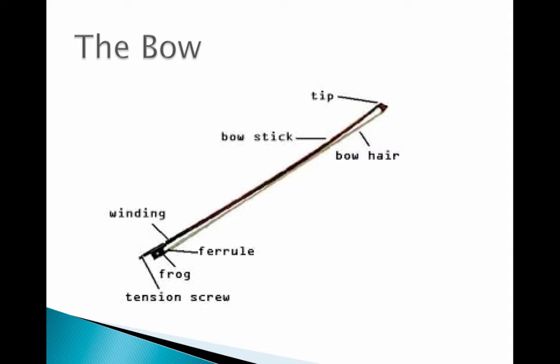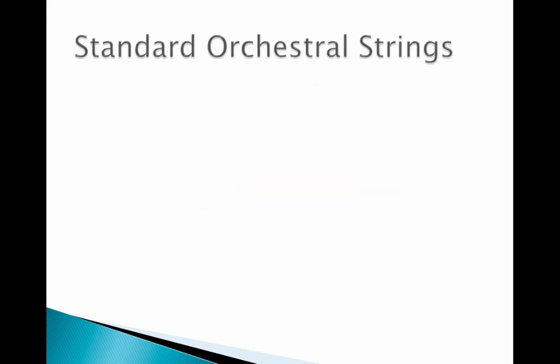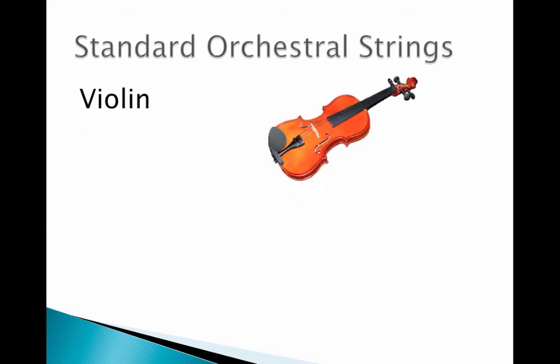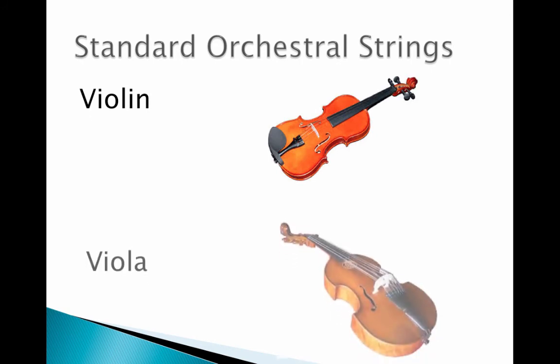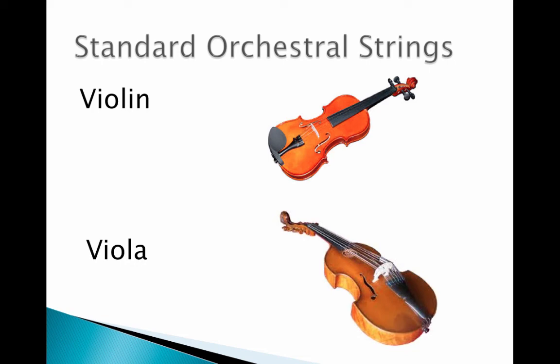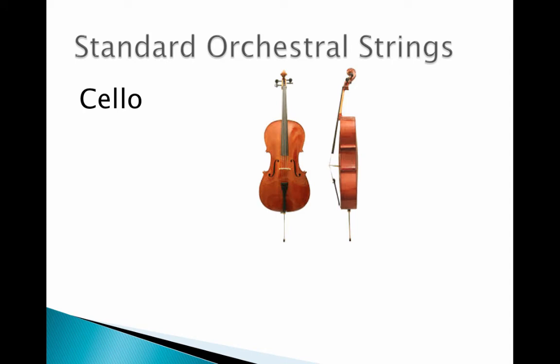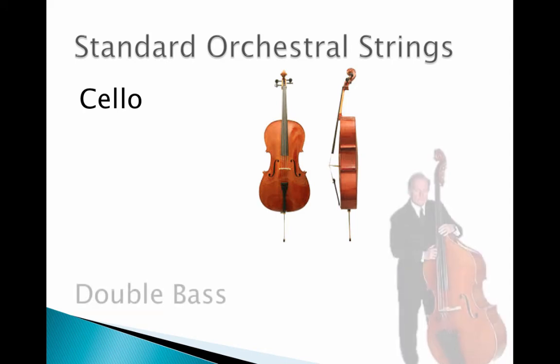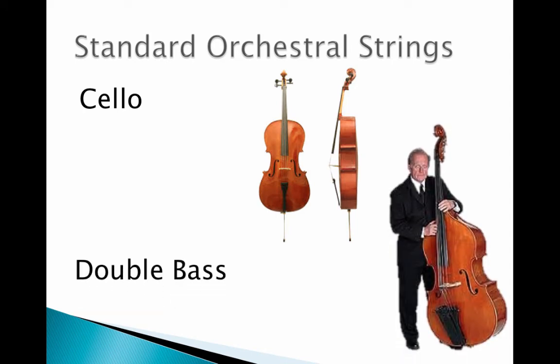There are many different kinds of string instruments that date back thousands of years. The 4 standard orchestral string instruments from highest pitch to lowest pitch are the violin, probably the best known of the orchestral strings. The viola. It looks very similar to the violin, but is slightly larger and pitched lower. The cello, and the double bass.